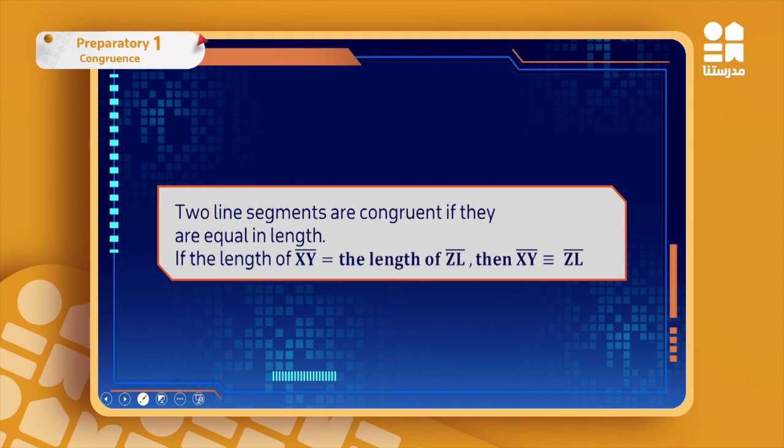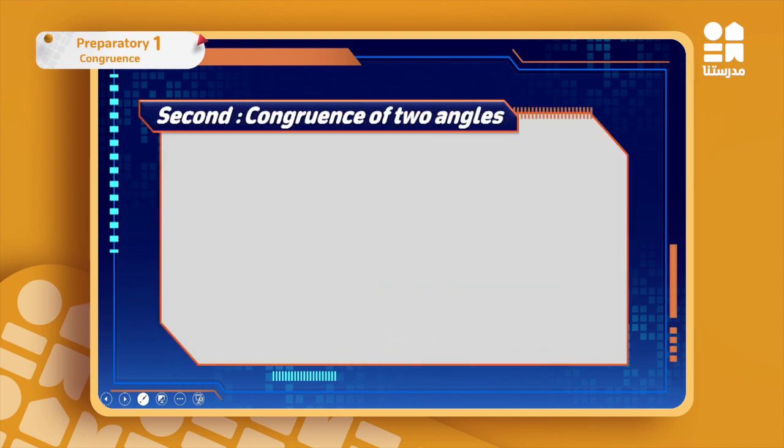If the length of the line segment XY is equal to the length of ZL, then we can write it like this: the line segment XY is congruent to the line segment ZL. The second, congruence of two angles.